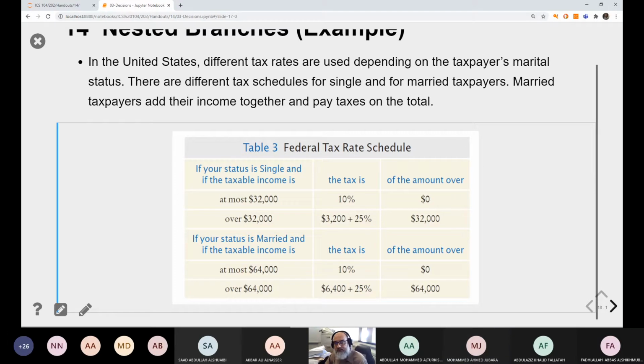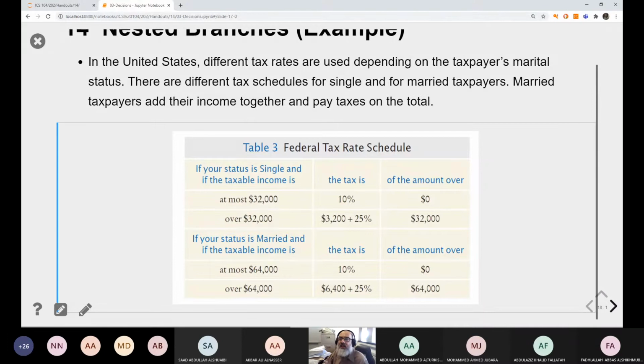Clear, guys? Okay. So now, let me ask you the following question. Do you think a simple if statement will be enough to make this schedule? I don't think so. Right, guys? It will not be possible to have a simple if statement.